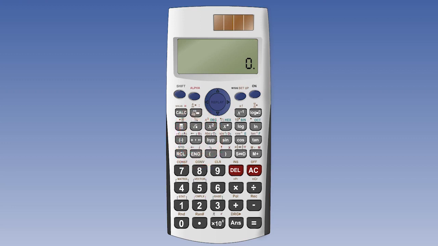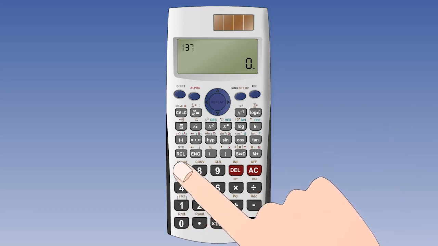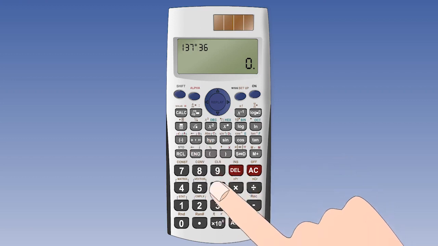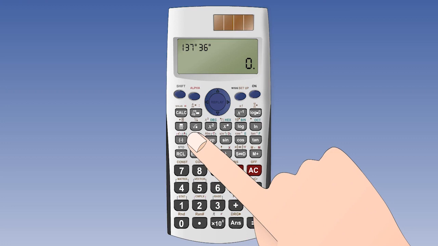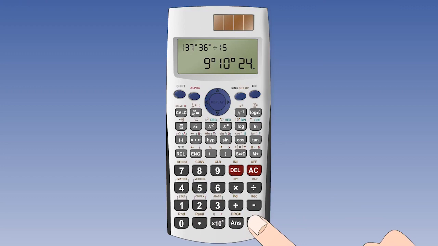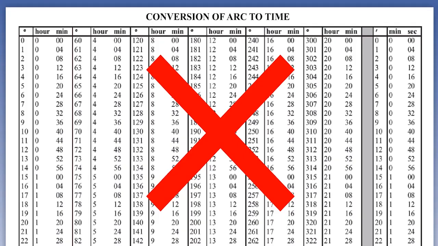You start by entering the degrees. Press 137. Then press the DMS button. This little square appears. Then enter the minutes. Press 36 and then the DMS button. Finally, press divide 15 equals. This is a good deal quicker and easier than the tables, and it means that you can still solve these conversions even if the tables are not included as part of the exam.